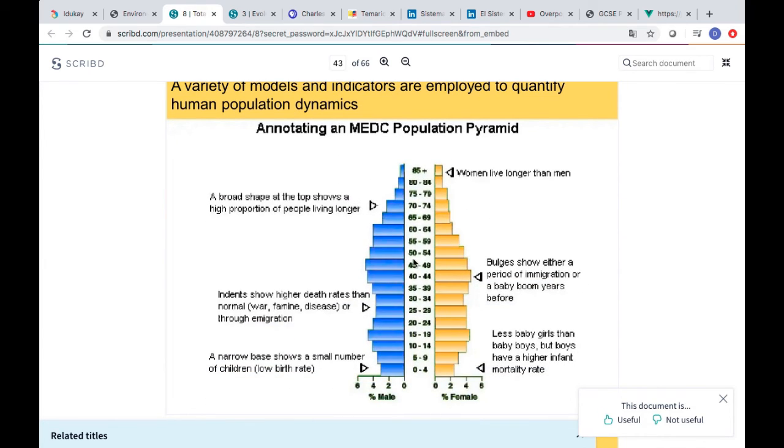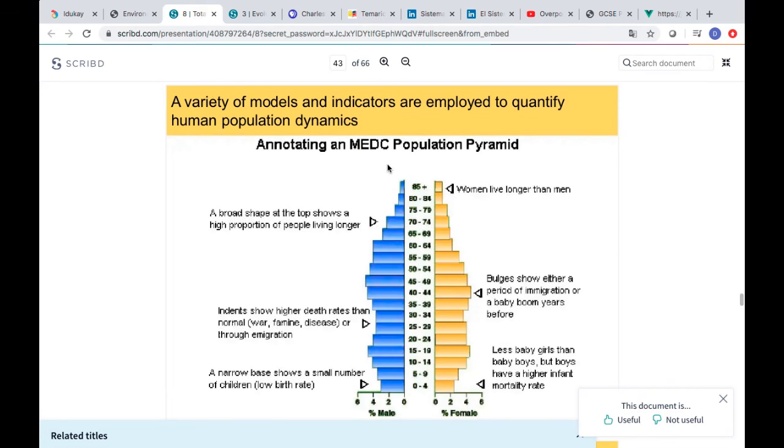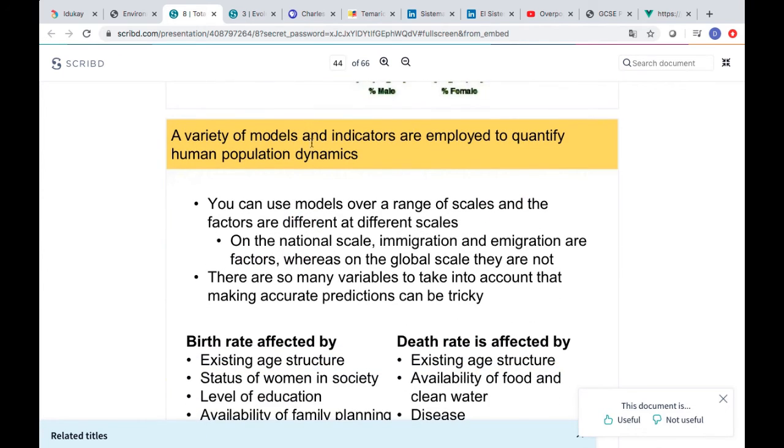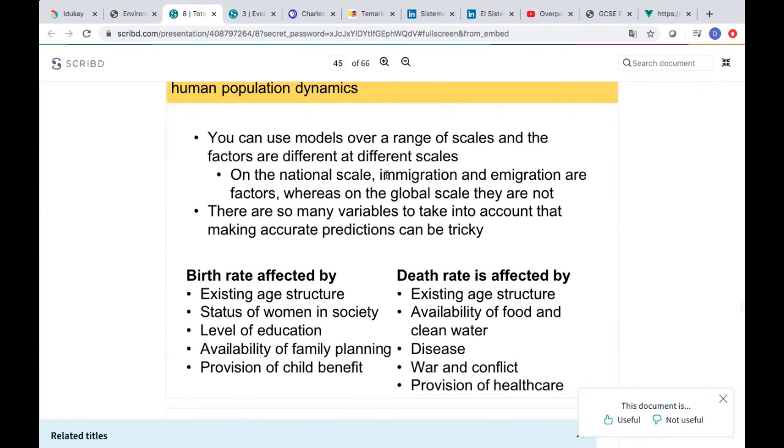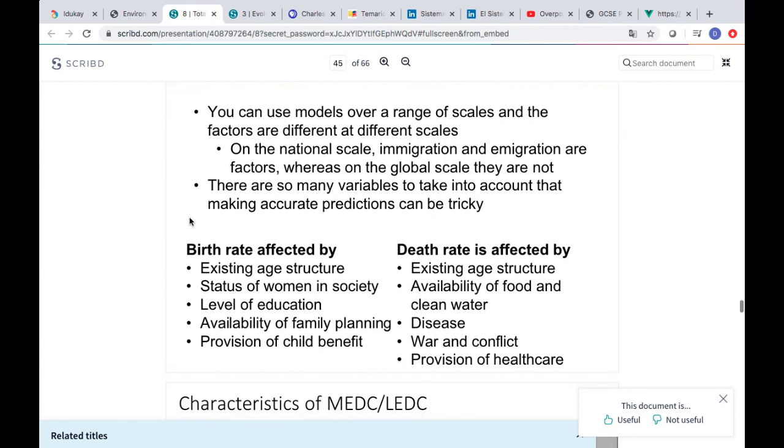So you can make many analyses from this kind of model because they're going to be indicators employed to quantify human population dynamics. Dynamics means change, how the population is changing, okay? A variety of models and indicators are employed to quantify human population dynamics. So what can you see? How is population dynamics going to be affected in a pyramid? Depending on the birth rate and the death rate. Birth rate, the number of people being born, and death rate, the number of people who are dying, right?